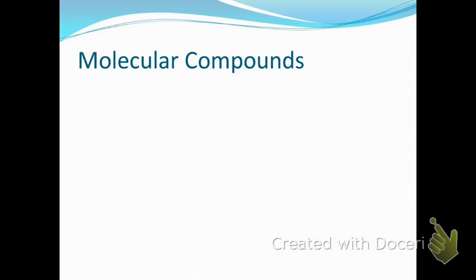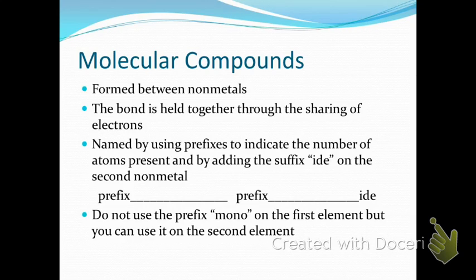Now for molecular compounds. Molecular compounds are formed between nonmetals only. So ionic have a metal, molecular do not have metals. The bond is held together not through the transferring of electrons, but through the sharing of electrons. When you name a molecular compound, you name it by using prefixes. These prefixes indicate how many atoms are present, and then for the second element you add "ide." The only other rule you need to know about the prefixes is do not use mono on the first element, but you can use it on the second element.